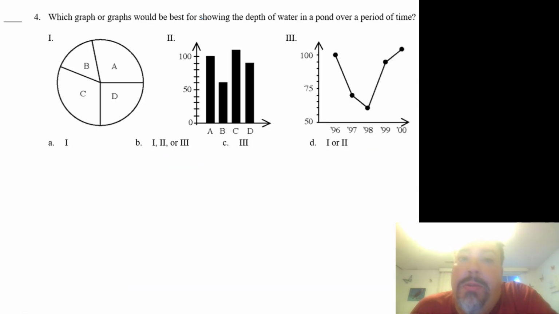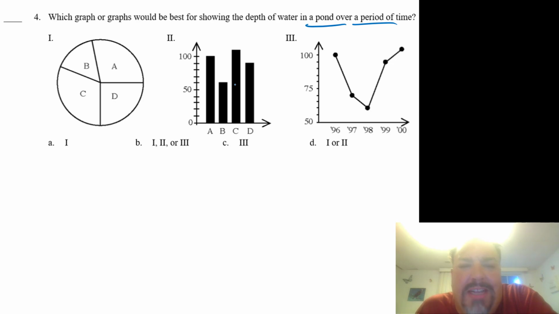Which graph or graphs would be best for showing the depth of water in a pond over a period of time? So if you want to show change over a period of time, well, is a pie chart going to do it for us? That's usually parts of a whole. That's good with budgets and how much money you're budgeting. So that probably is not a good choice.